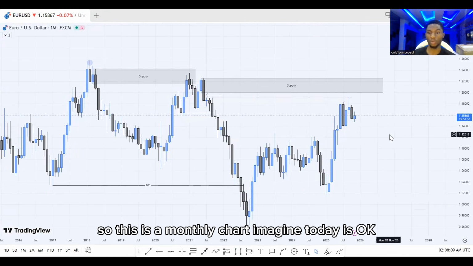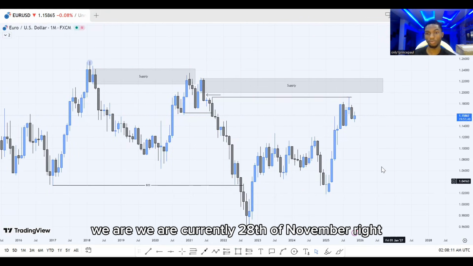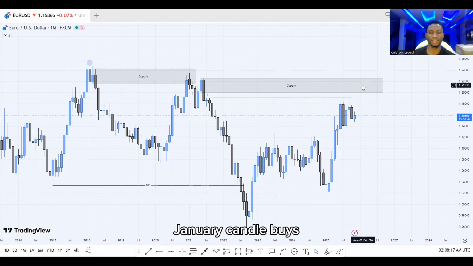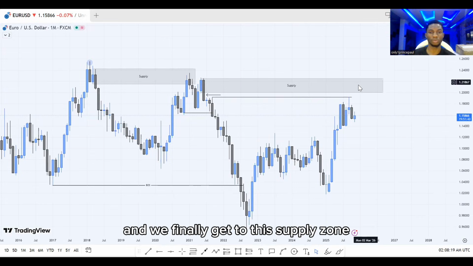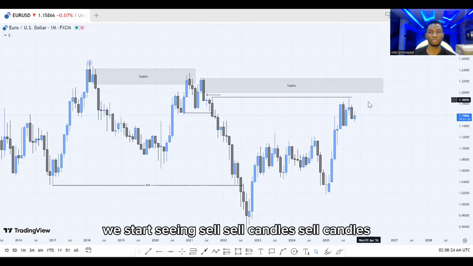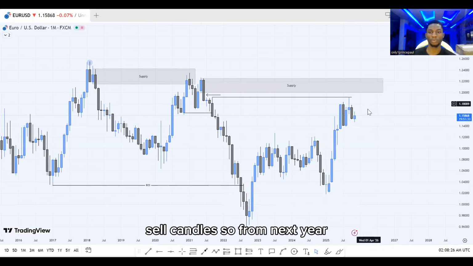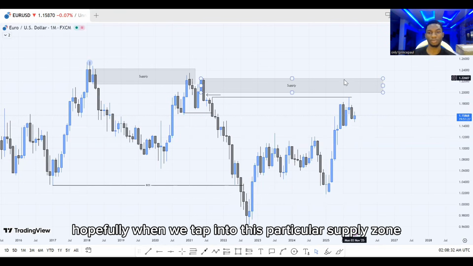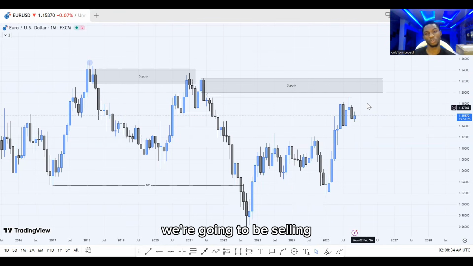Imagine today is, okay, we are currently 28th of November, right? So imagine November candle buys, December candle buys, January candle buys, and we finally get to this supply zone. Then from February, March, we start seeing sell candles, sell candles, sell candles. So for next year, if you're a swing trader, you're looking for mostly sell setups, because hopefully when we tap into this particular supply zone, we're going to be selling.